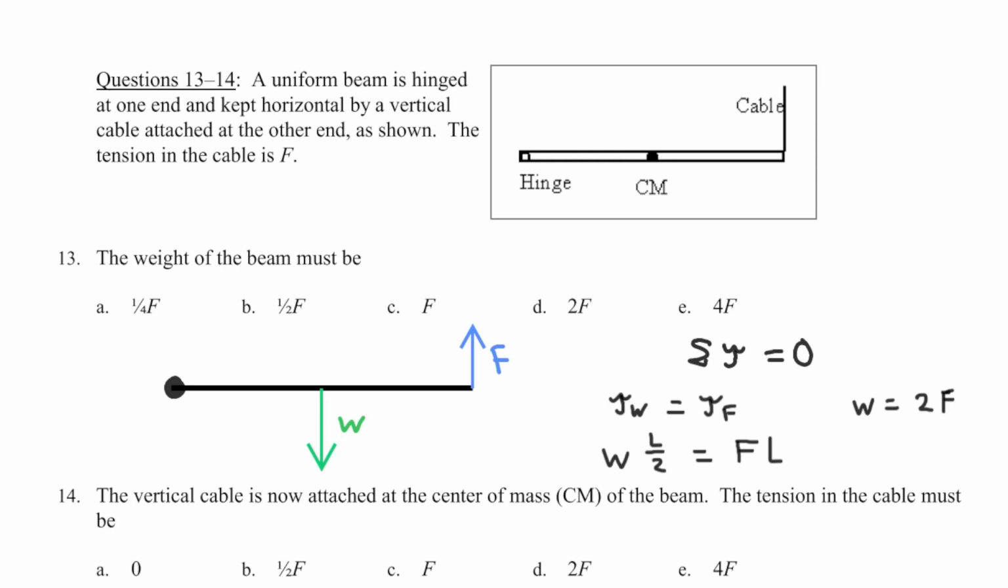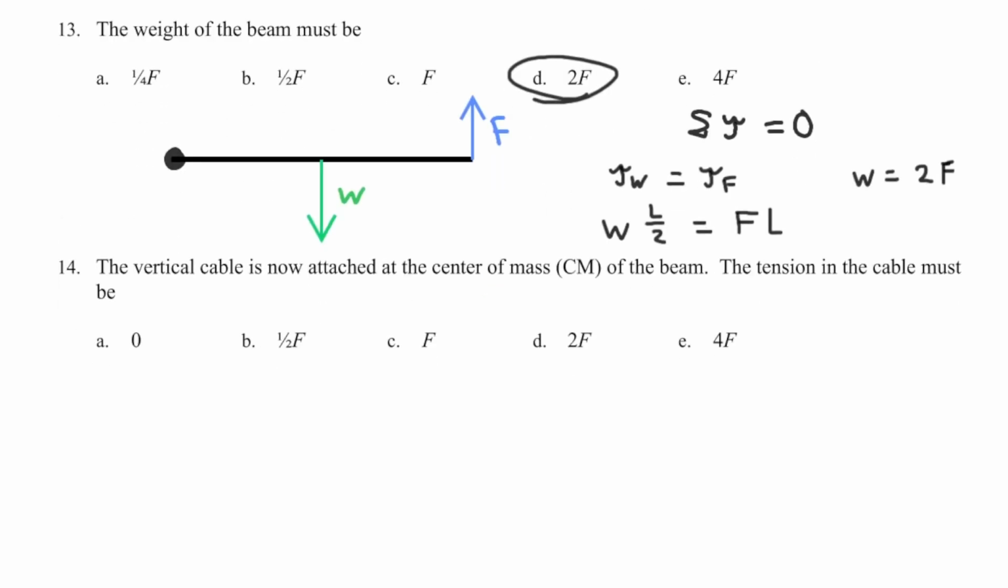Which in hindsight, we can see why this had to be the answer, just because the tension force is twice as far away, so it only needed to work half as hard as the weight. That's like the seesaw leverage problem.